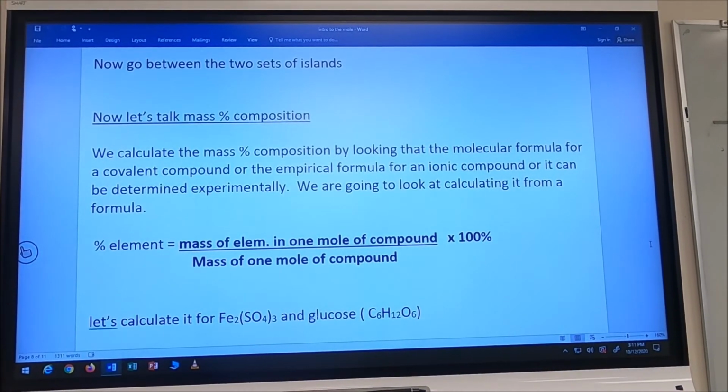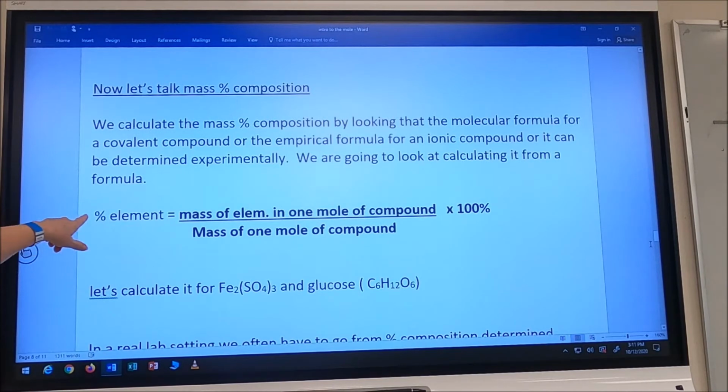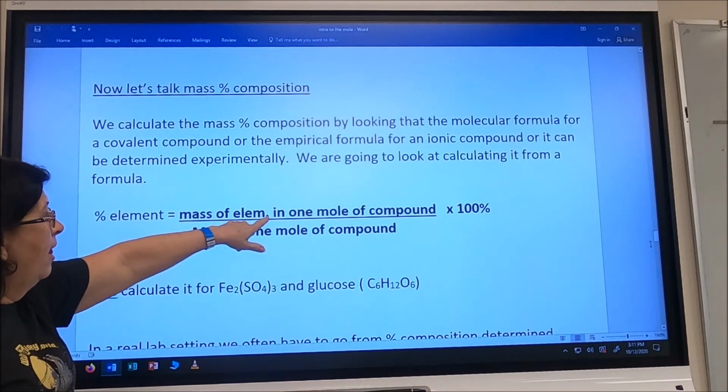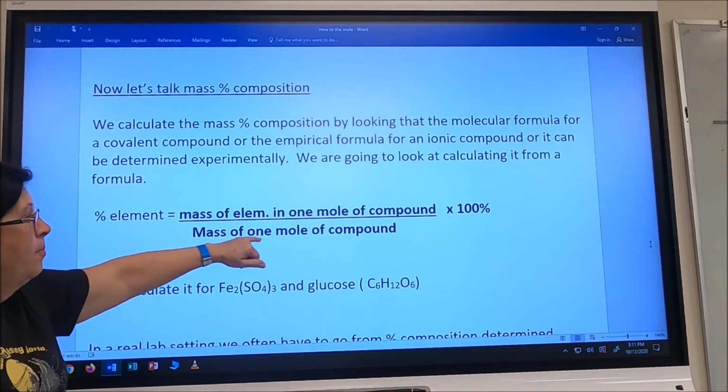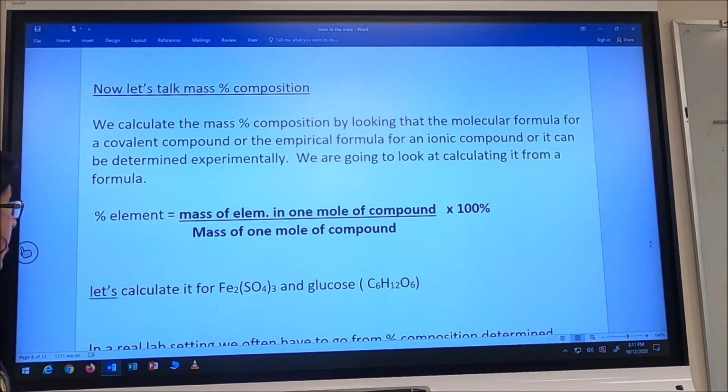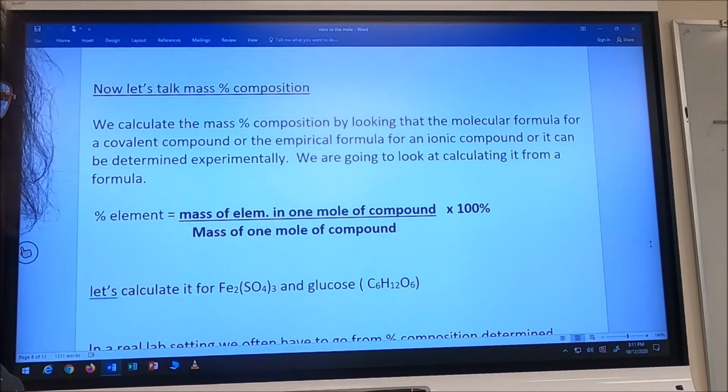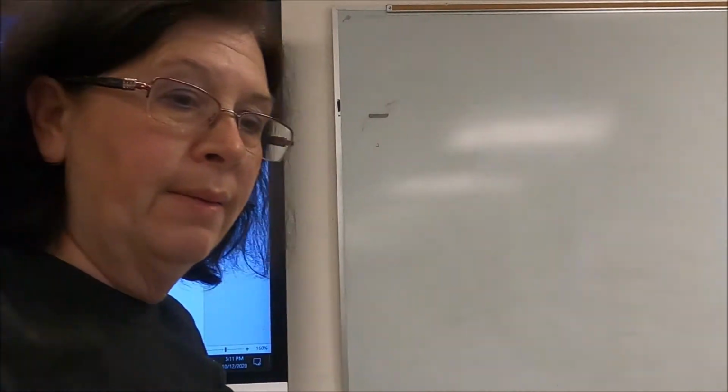So let's talk about percent composition. We're going to calculate mass percent composition by looking at the molecular formula for a compound, the empirical formula for an ionic compound, and then we're going to take an experimentally determined one and go backwards. The percent of an element is the mass of that element in 1 mole of compound divided by the mass of 1 mole of the compound times 100%. I'm going to start out with some simple examples and work up to something a bit more complicated.